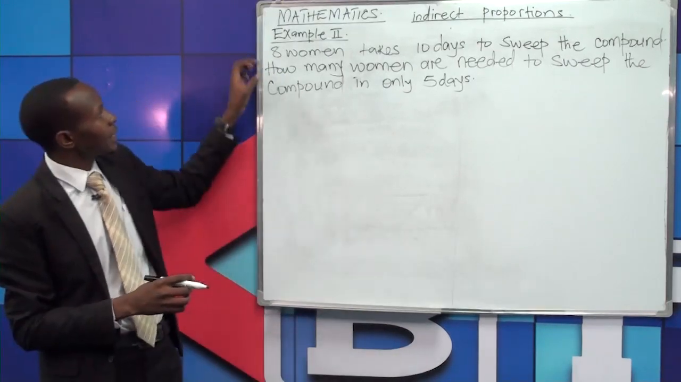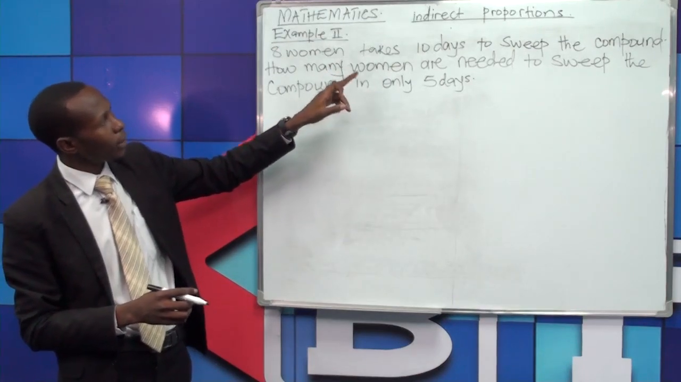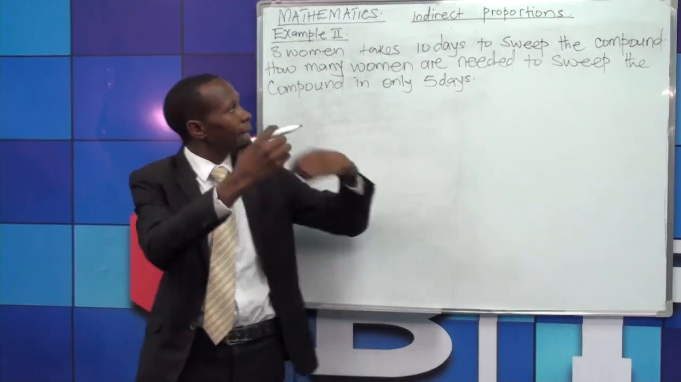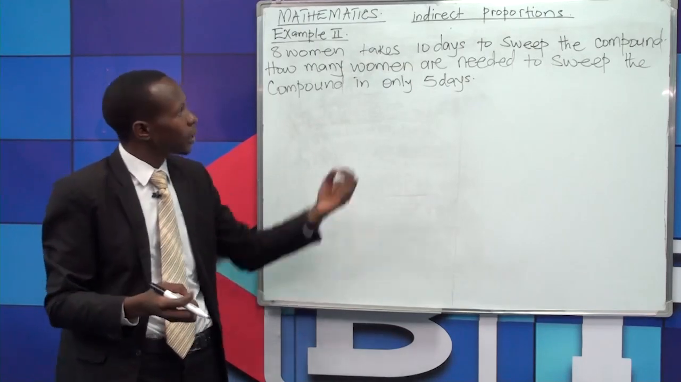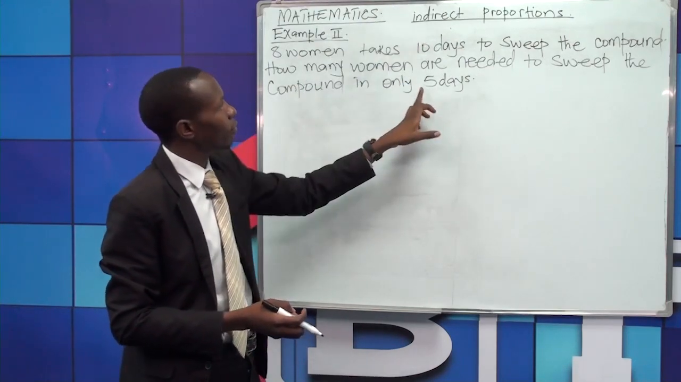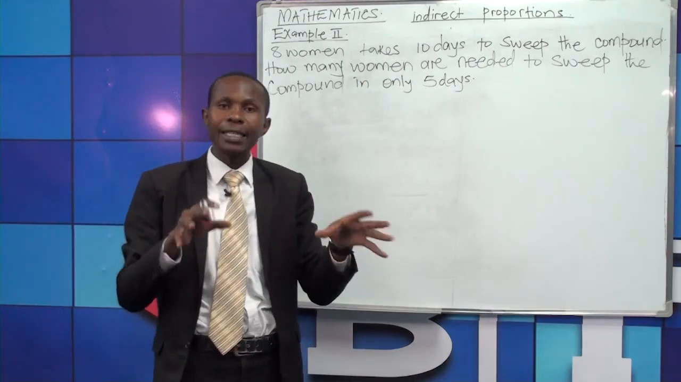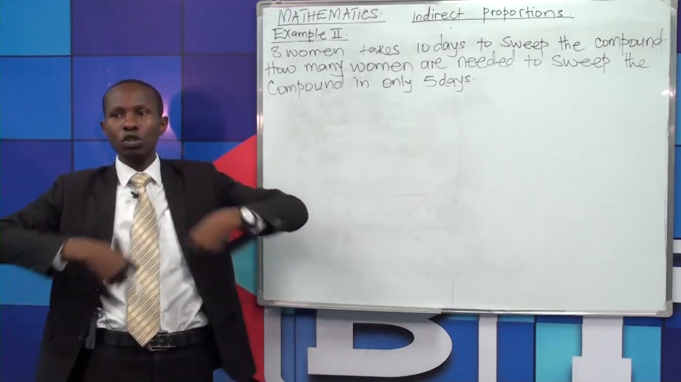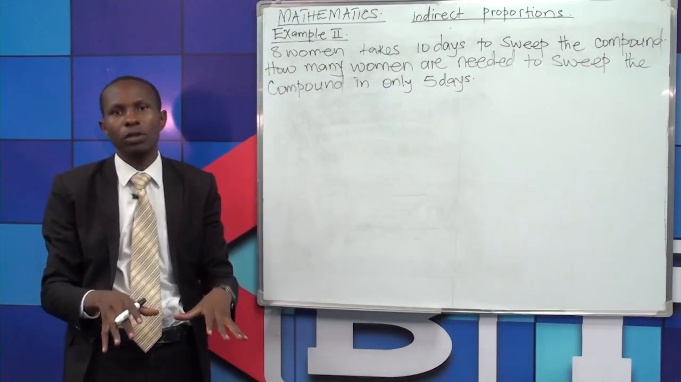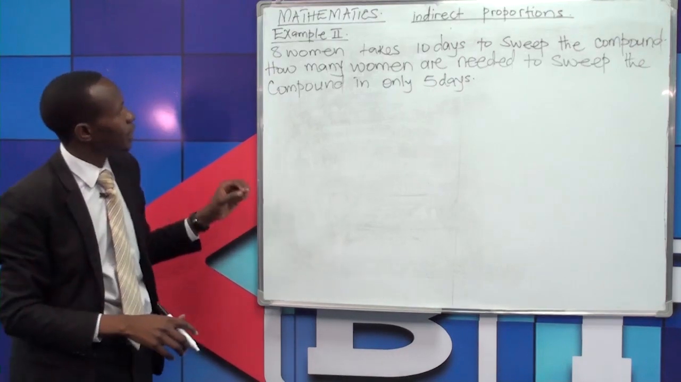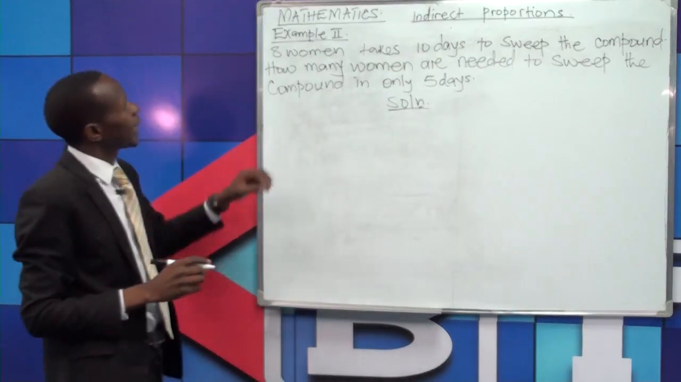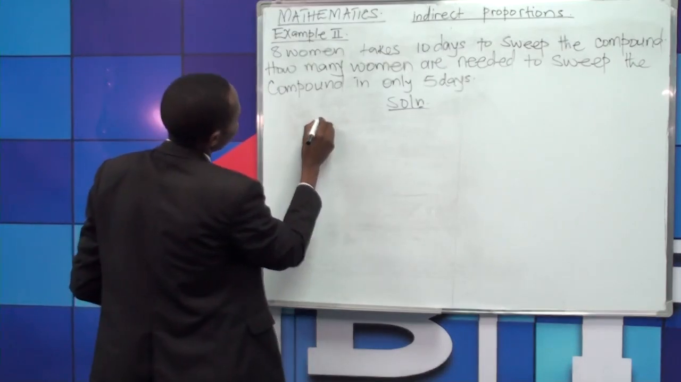So when you look at this, you realize that when there are 8 women, they will take 10 days. That is when they are 8. What about when the number of days reduces, what will happen? Because if there are 8 and they are taking 10, then when you compare 10 days with the 5 days, it means days are reducing. And as days reduce, just expect the number of workers to increase. But if the number of workers increases, then the number of days or time goes down. So the first thing we need to do here, we shall have to identify the number of women as 8 women.